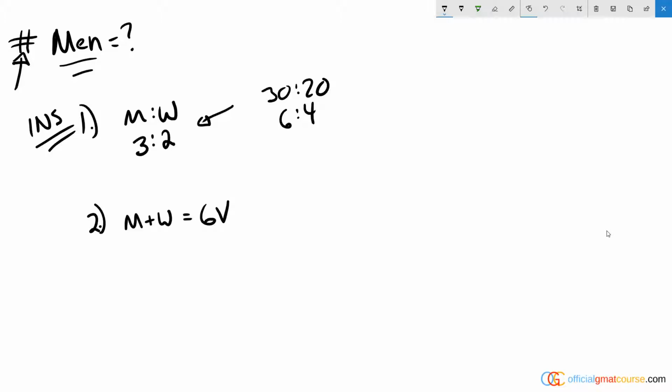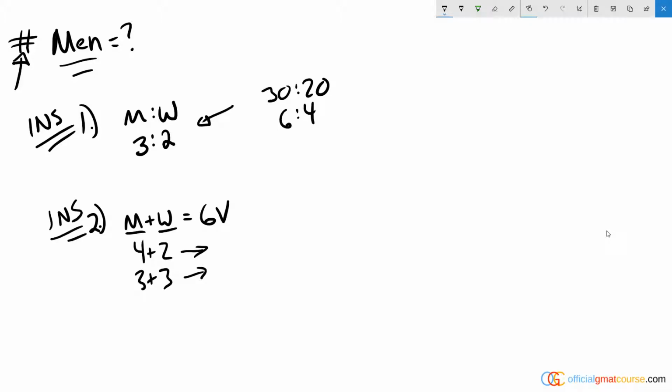Now, statement 2 says the men and women fill exactly 6 vans. They are able to fill 6 vans, which I take to mean fill exactly 6 vans, which means M plus W must be a multiple of 6. It must be like 6 or 12 or 60. But I'm unable to tell based on this information whether or not the number of men is, for example, 4 plus 2 or 3 plus 3. These would all give me situations in which I would get a multiple of 6 out on the other side. So this is also insufficient.